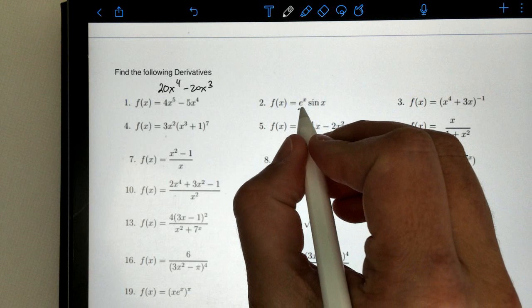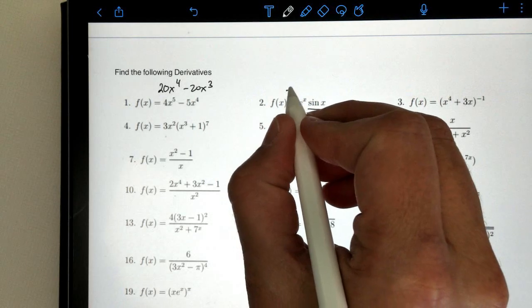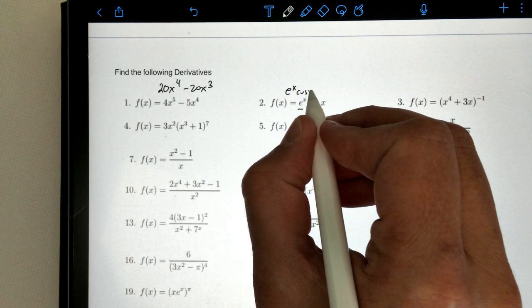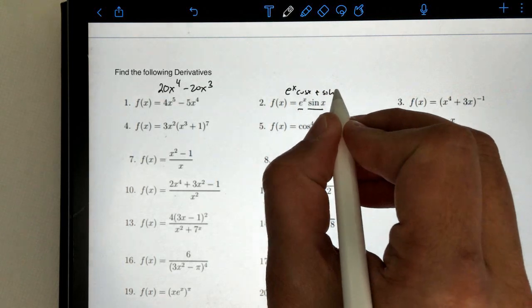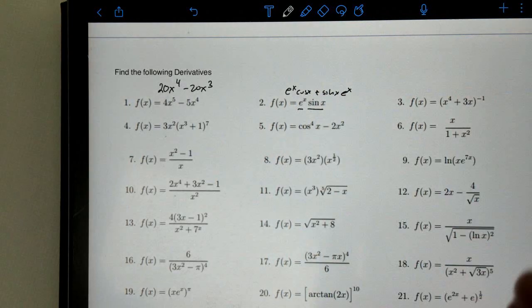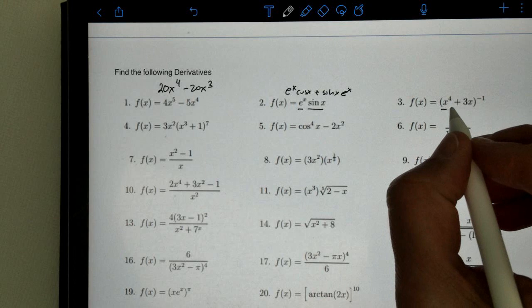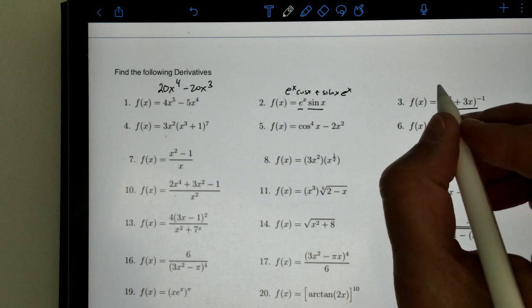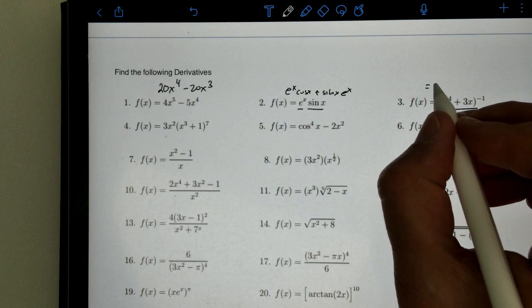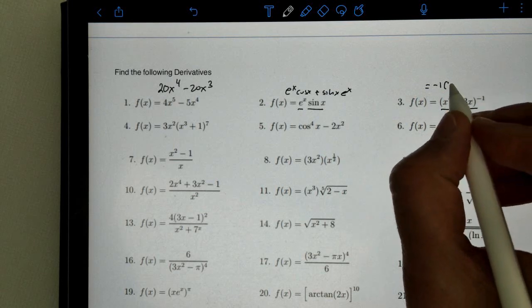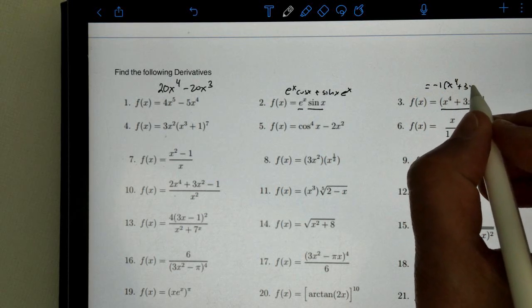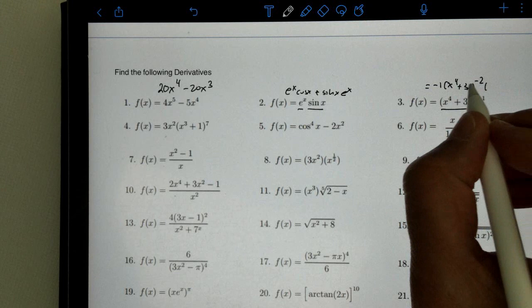Here we have our product rule. The first times the derivative of the second plus the second times the derivative of the first. E to the x is just e to the x. Here, chain rule. So we would get this negative 1. That's going to give us x to the fourth plus 3x to the negative 2.